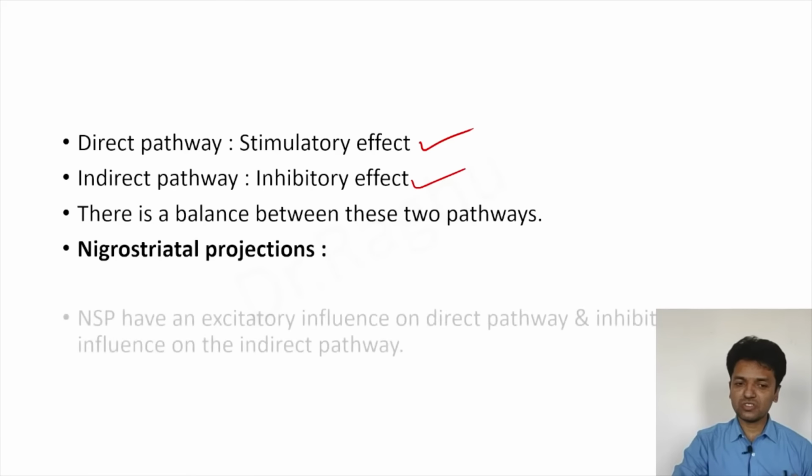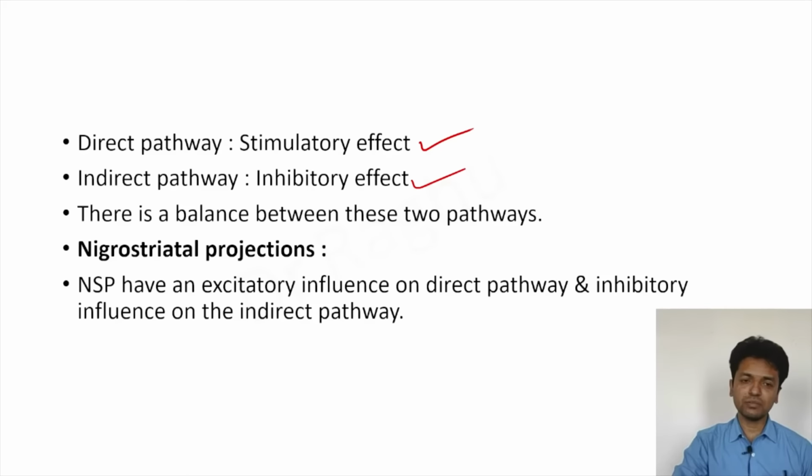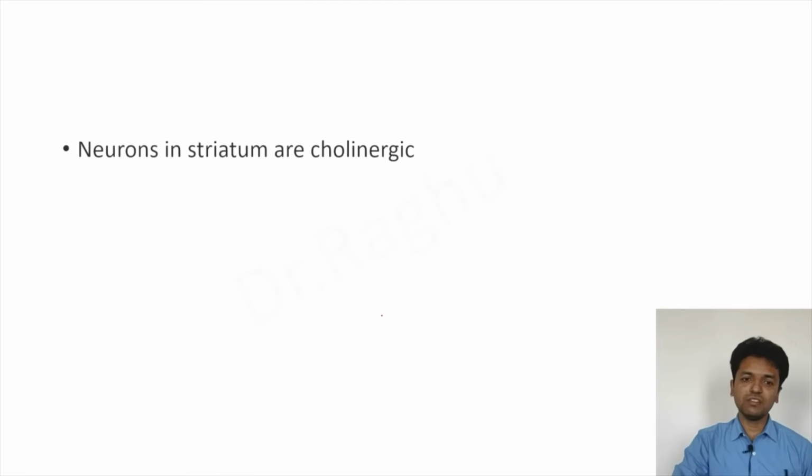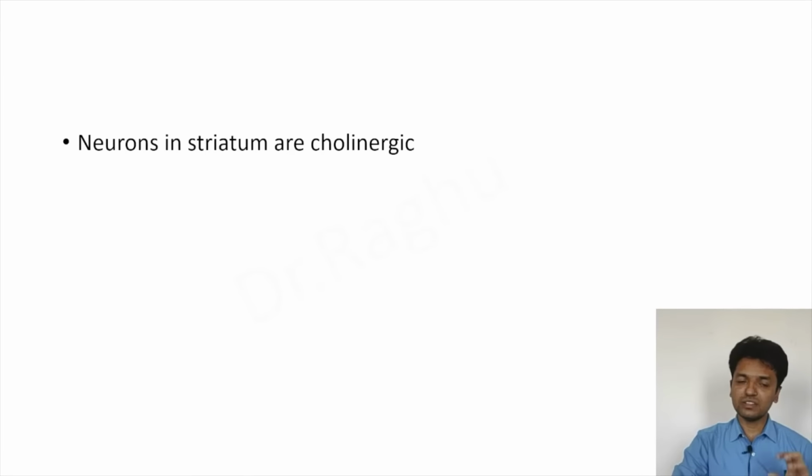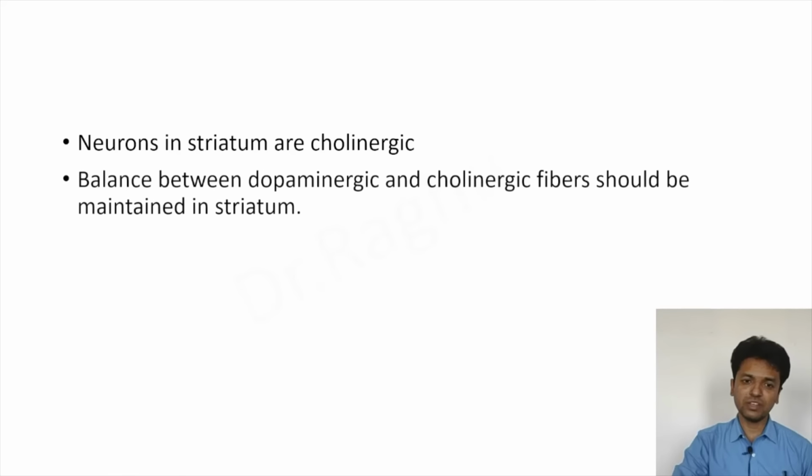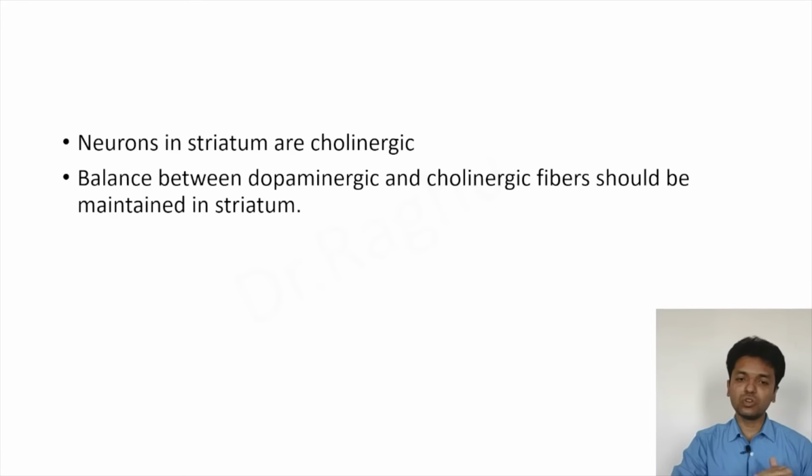What about the nigrostriatal projections? The nigrostriatal projections are said to have an excitatory influence on the direct pathway and an inhibitory influence on the indirect pathway. This is one thing. Second thing we should remember here is that the striatum is also getting cholinergic information from the cerebral cortex. These are the cholinergic fibers. Now, a balance between dopaminergic and cholinergic fibers also should be maintained in the striatum.